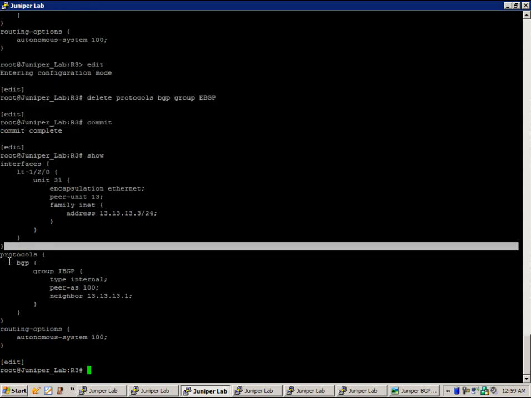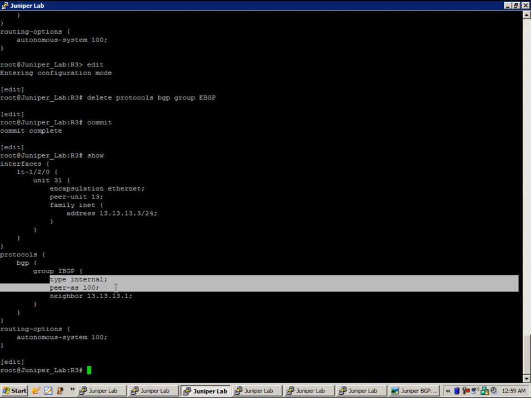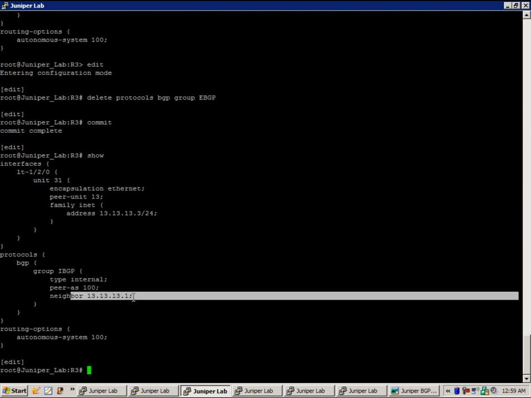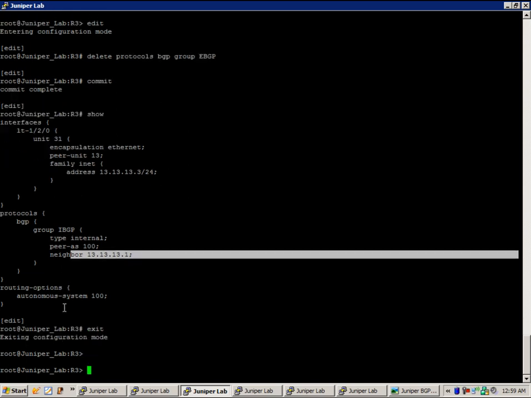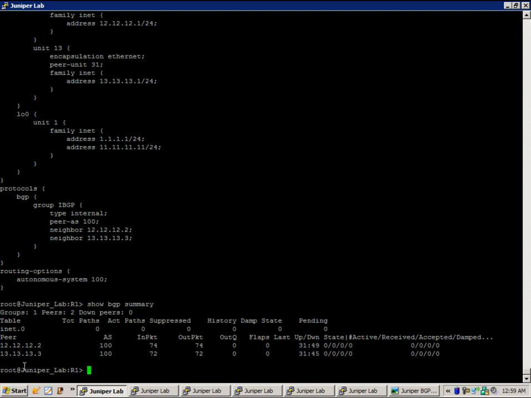We have protocols BGP group iBGP, type internal, peer AS 100, neighbor is router 1. So this is where we stand. This is the initial configuration. If we go to router 1 and do a show BGP summary, we see that we have a link to router 2 and router 3. We're not receiving anything from either of those neighbors right now.